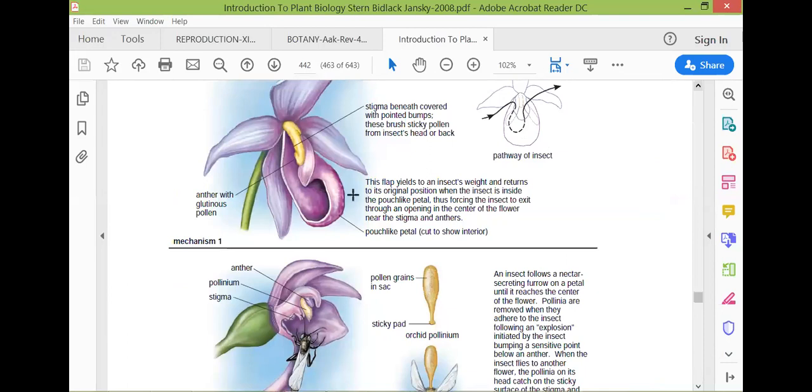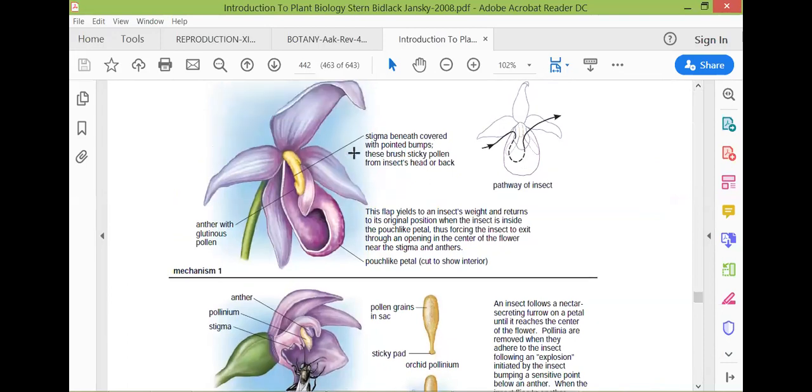See, this is the flower. Okay, this is your mechanism 1. So this is the flower. Are you seeing this flower figure?